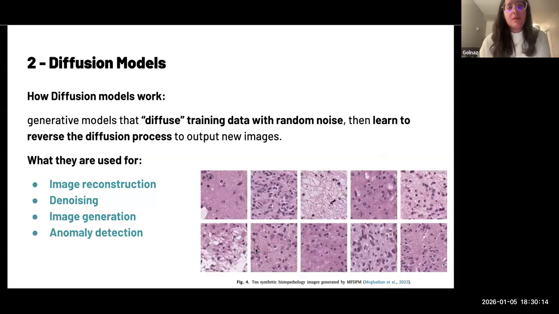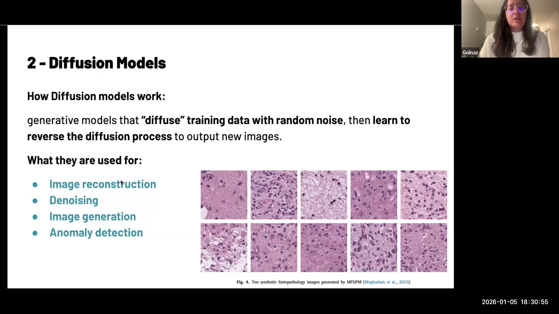Another group of models that are newer and trending now are diffusion models. For example, those models where you can type something and then it can generate an image for you. Many of them are, like, part of them is a diffusion model. How a diffusion model works is that their task is also to generate data, but they learn to do it by diffusing training data with some random noise and then learning to reverse that diffusion process to get new images.